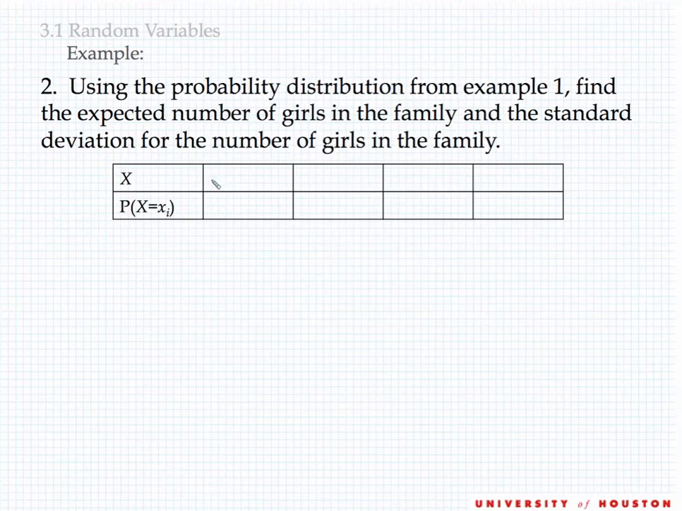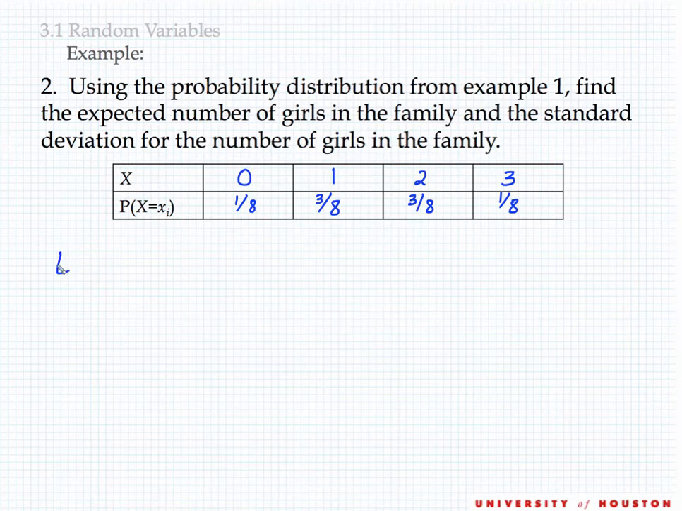So let's use our probability distribution from example 1 and find the expected number of girls in the family and the standard deviation for the number of girls. Recall that we could have 0, 1, 2, or 3 girls in the family. The probability of no girls was 1/8. 1 girl had a probability of occurring 3/8 of the time. 2 girls was also 3/8, and 3 girls happened just once out of 8 times.